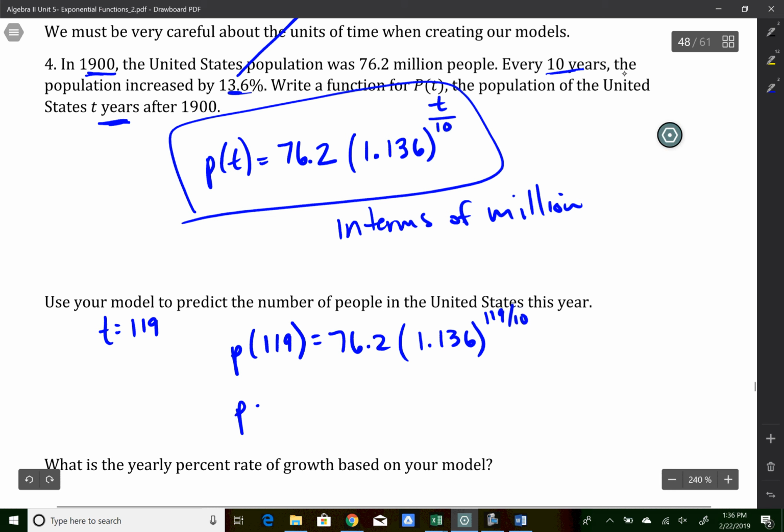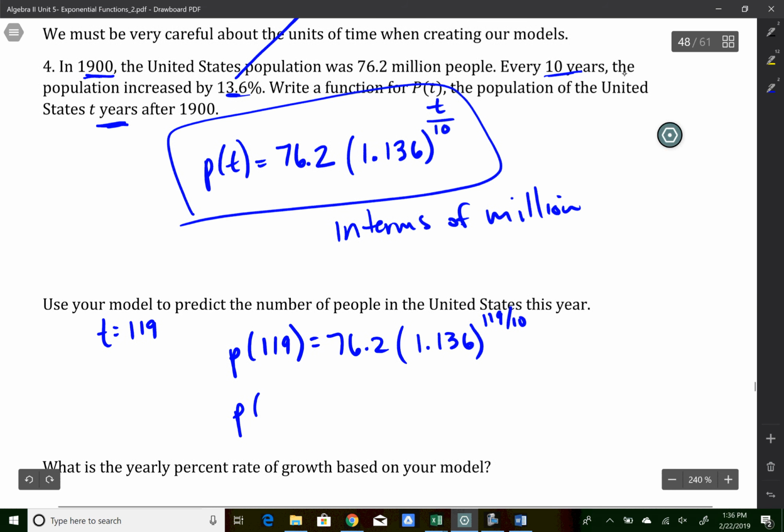And then I'm just plugging it right into our calculator, right? So I could say P of 119 is equal to whatever that comes out to be. Just give me a second to type it in. 76.2, 1.136 to the exponent of 119 divided by 10. So we have 347.5 million people.